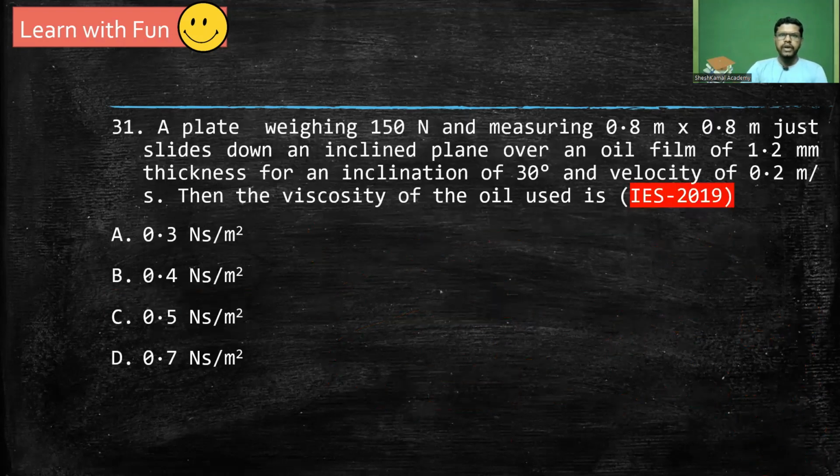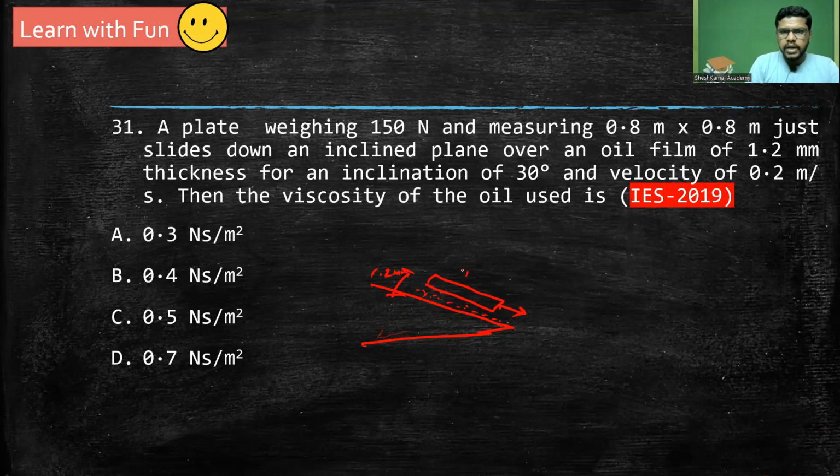Okay, next question. A plate weighing 150 newton and measuring 0.8 meter by 0.8 meter just slides down the inclined plane over an oil film of 1.2 mm thickness. So you have some inclined plane like this, over which a plate is sliding down, and the inclined plane and plate have some oil film thickness, which is 1.2 mm. The plate is 0.8 into 0.8 meter, and the weight of the plate is 150 newton.